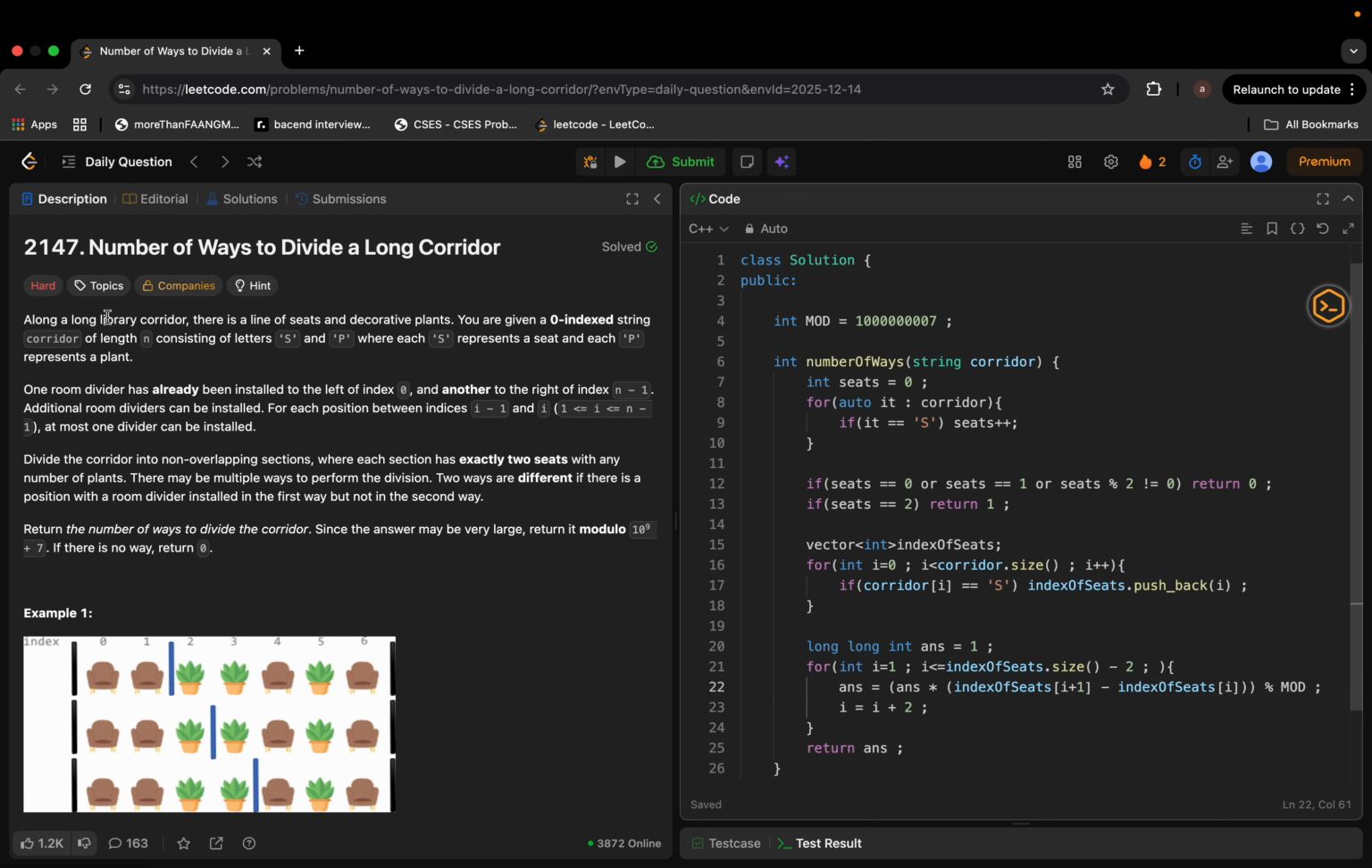Solving LeetCode 2147, number of ways to divide a long corridor. It is marked as a hard problem. Let's just try to understand what the problem is saying, then we can move to the solution.